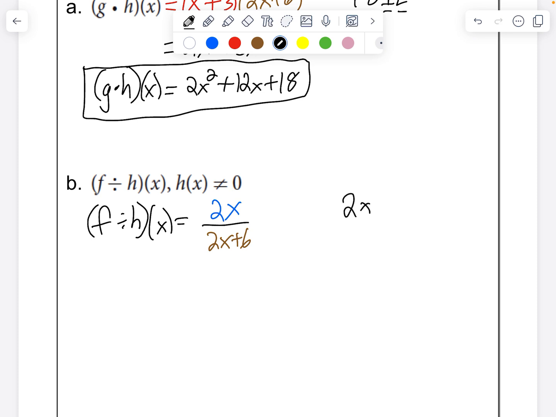If it was just 2x over 2x, then yeah, you could reduce those and reduce that to 1. But that's not what's happening here. So this is actually our final answer. This is all we can do, right? But there's one trick. Remember our restrictions. We set up at the top that any denominator cannot equal 0.